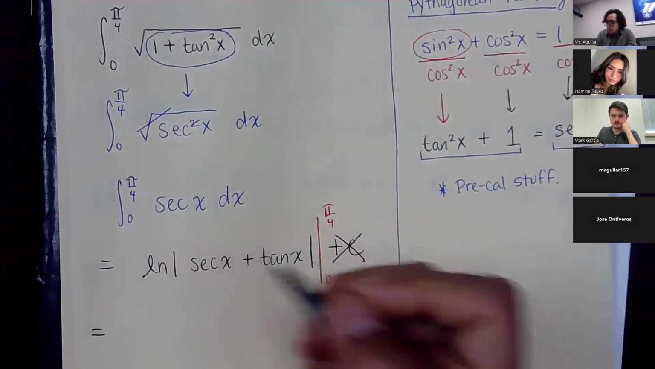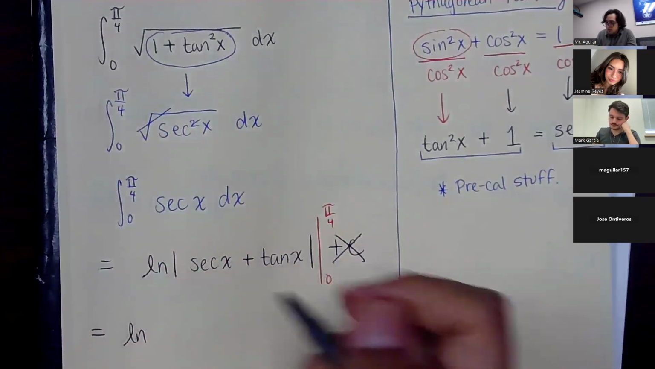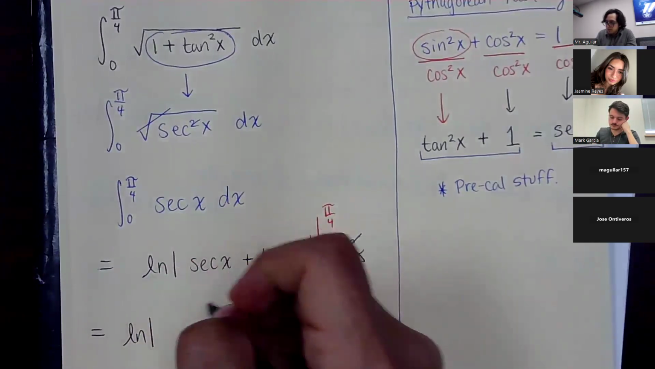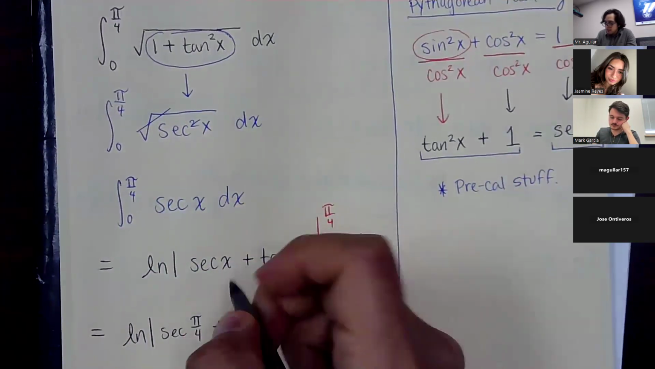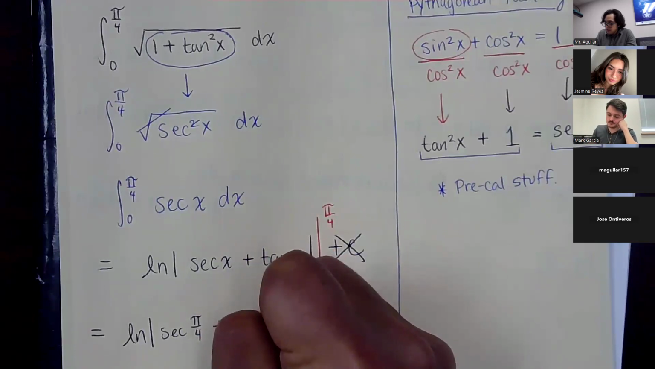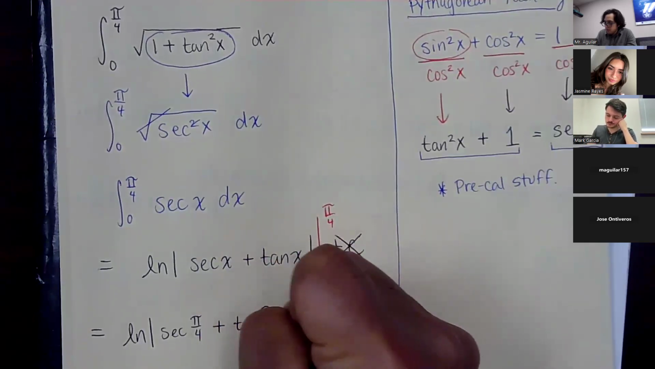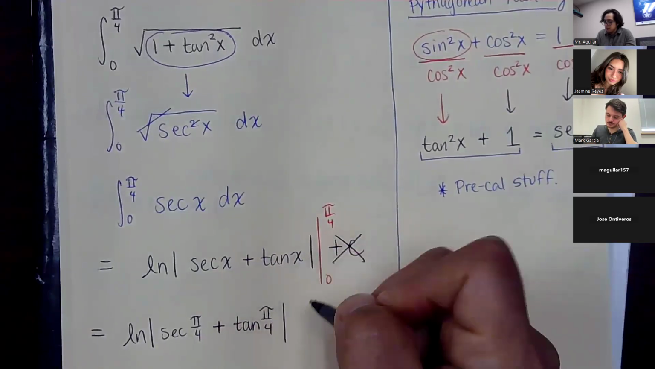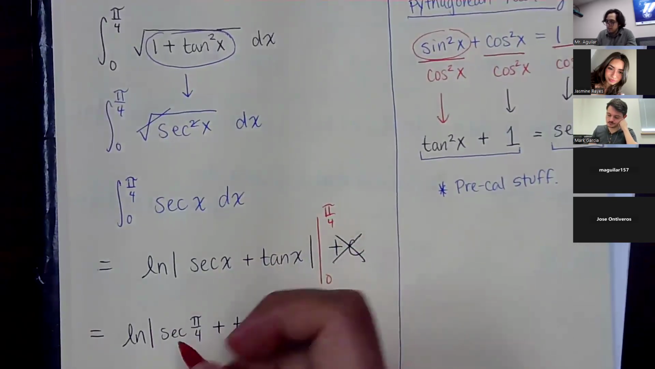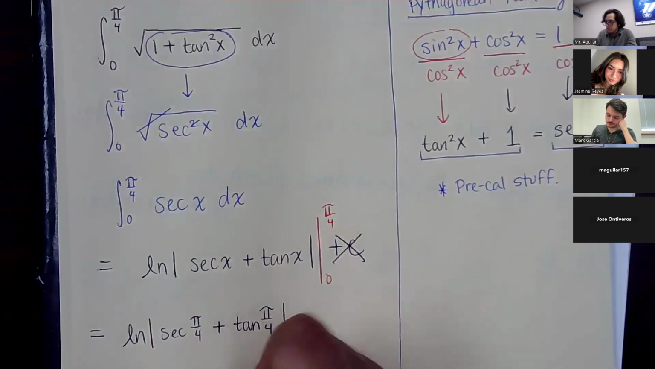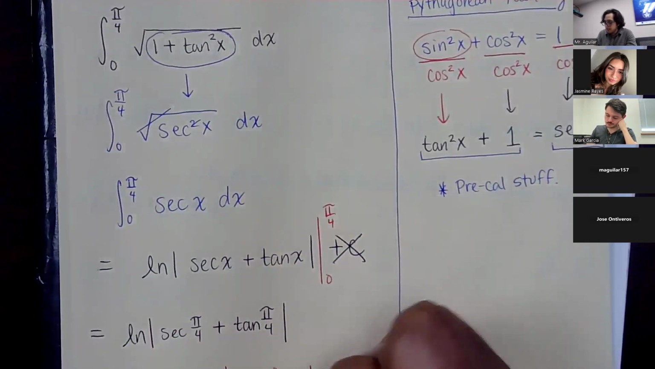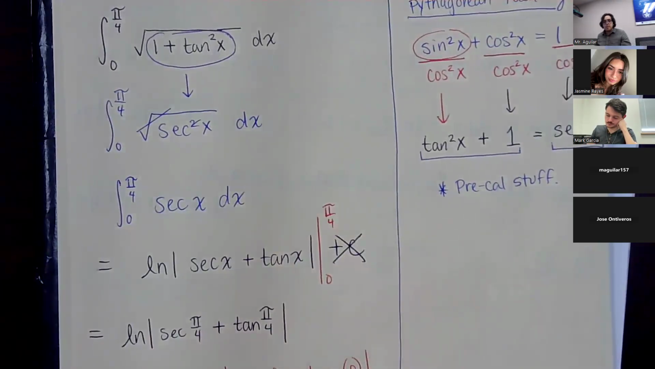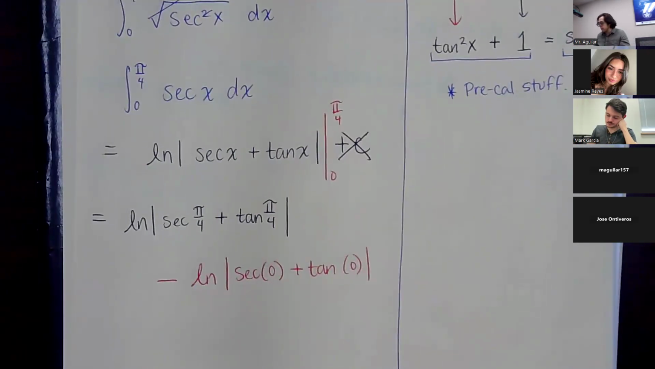So that equals the natural log of secant pi over 4 plus tangent pi over 4, minus the natural log of the absolute value of secant of 0 plus tangent of 0. And let me go ahead and write that down so you guys can see it.